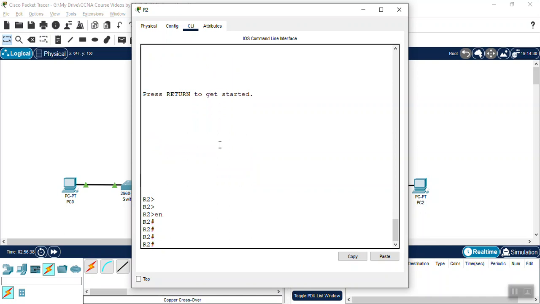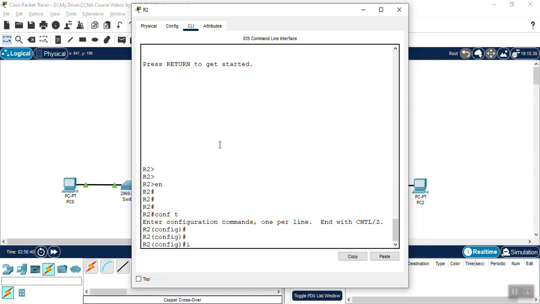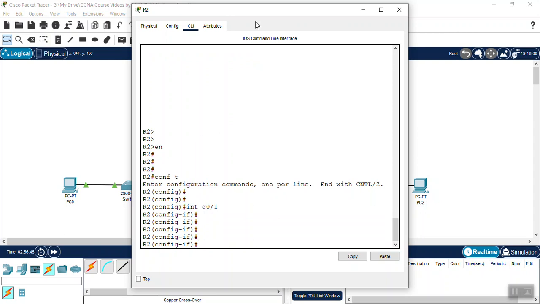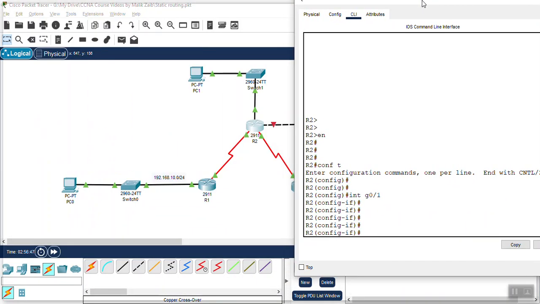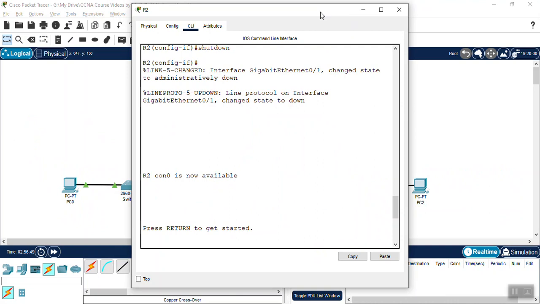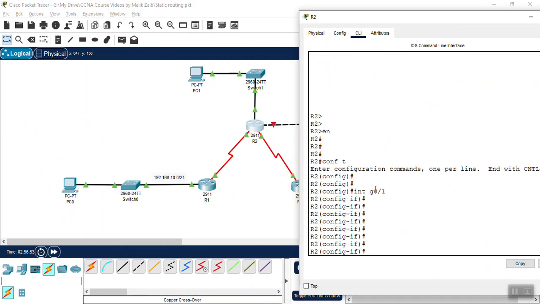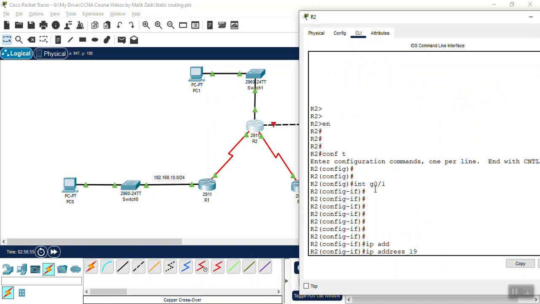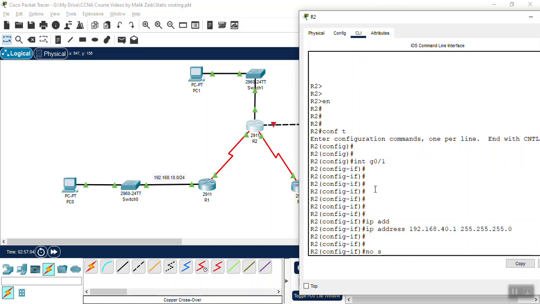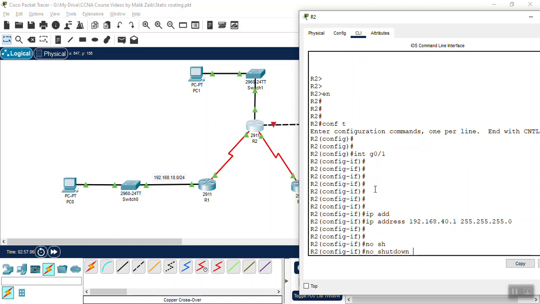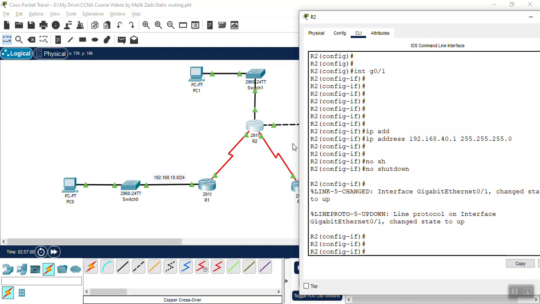So I will go to the global configuration mode first, then to the interface gig 0/1. This is the interface on which we have to configure the IP address. So I'm configuring here the IP address 192.168.40.1 with 255.255.255.0. Okay, and don't forget to run the command no shutdown. Now this interface is enabled.